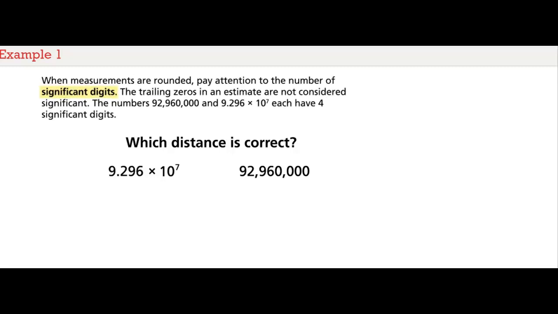When measurements are rounded, pay attention to the number of significant digits. The trailing zeros in an estimate are not considered significant. The numbers 92,960,000 and 9.296 times 10 to the 7th power each have 4 significant digits.